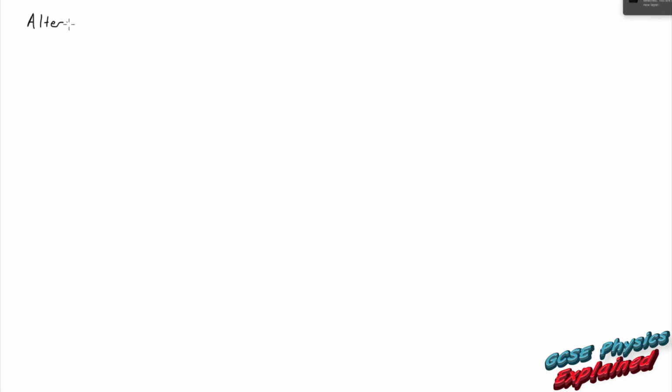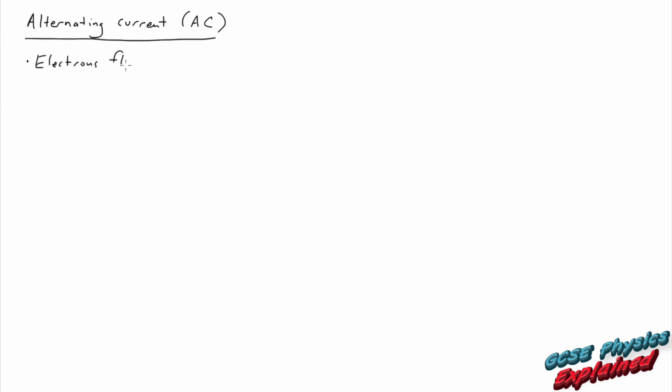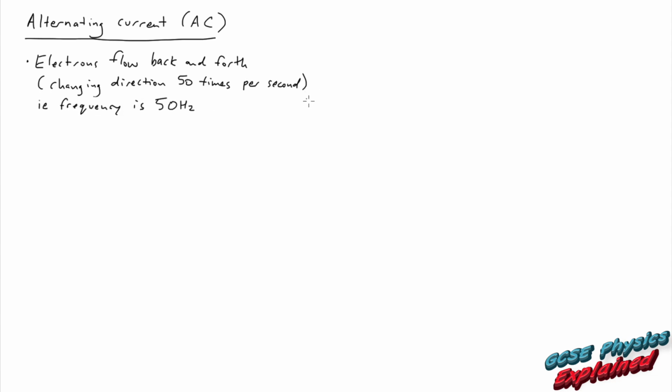Right, the other type of current is alternating current, AC. Now, when students get the name wrong, what they do is they call it alternate current. That's wrong. It's alternating. Now again, you've got to know how the electrons flow. Now this time, the electrons flow back and forth, and basically they change direction 50 times in 1 second. So what we say is they've got a frequency of 50 Hertz.